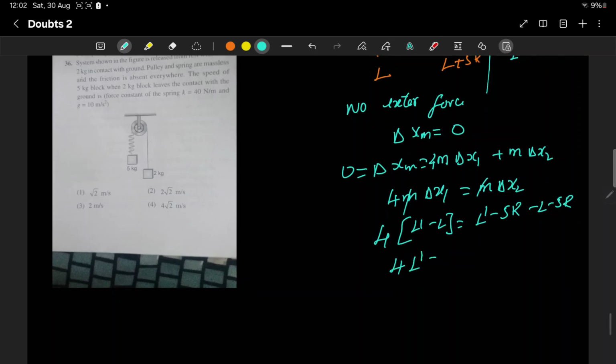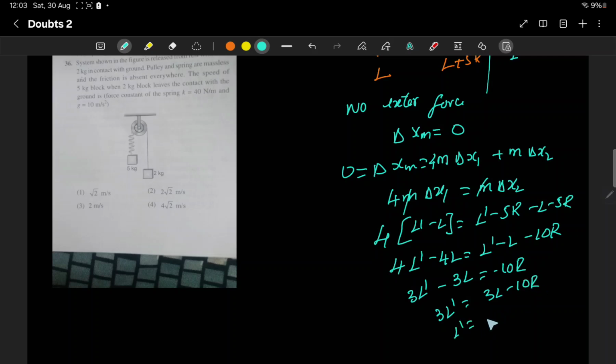So 4L prime minus 4L will be equal to L prime minus 5R. Here I can write L prime minus L minus 10R. But if you bring this here, what will you get? 3L prime minus 3L will be equal to minus 10R. Here 3L prime will be equal to 3L minus 10R, so L prime is nothing but L minus 10 by 3R.